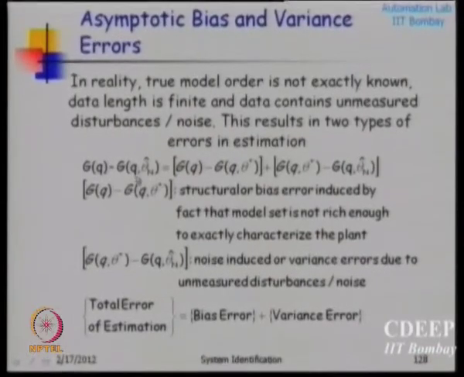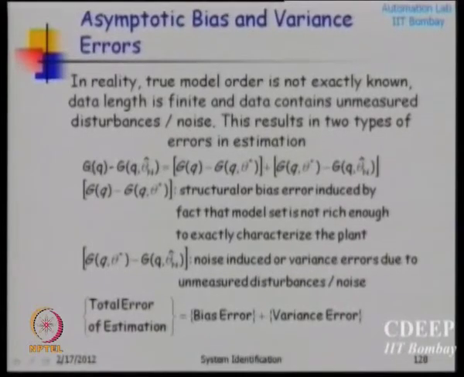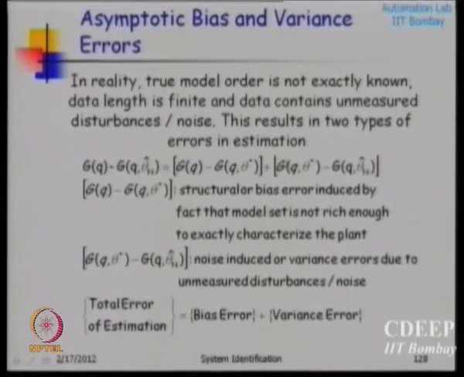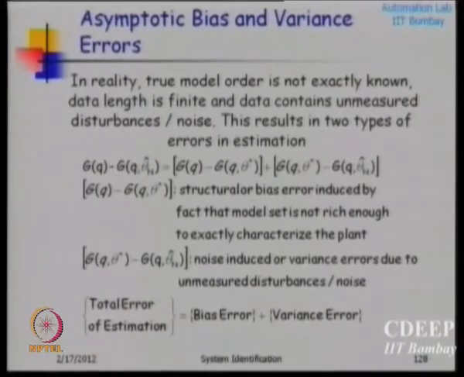So what I have done here is that, let us say G theta hat represents the model transfer function that you have estimated from data, and G zero is the true one. This is the true, this is estimated. I am putting theta star in between. This difference is what I would call a structural bias. Structural bias comes because the true model is different. Let's say the true model has 7 parameters, and I am using a model with 2 parameters.